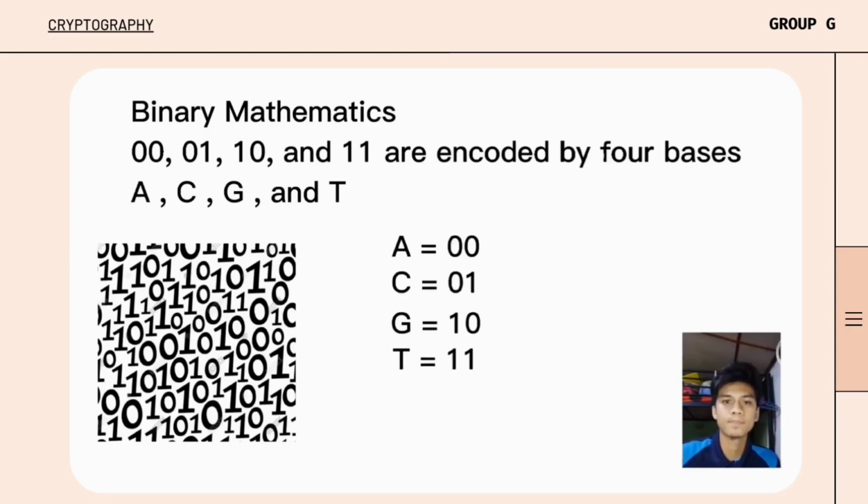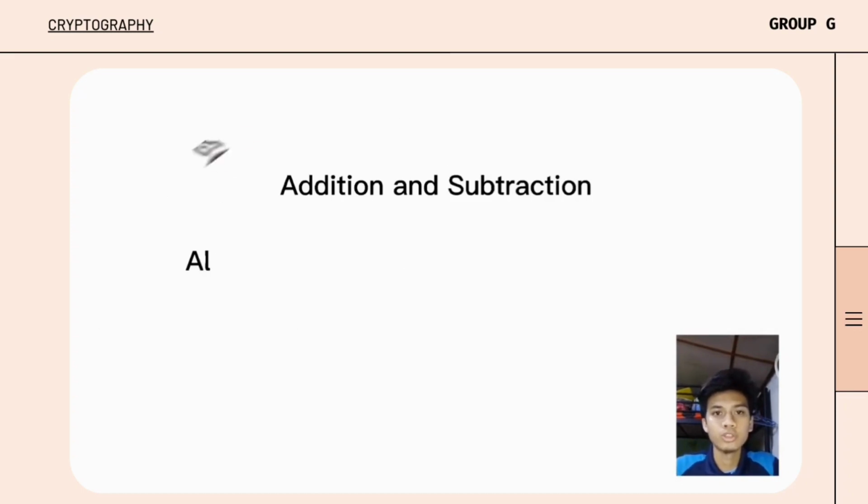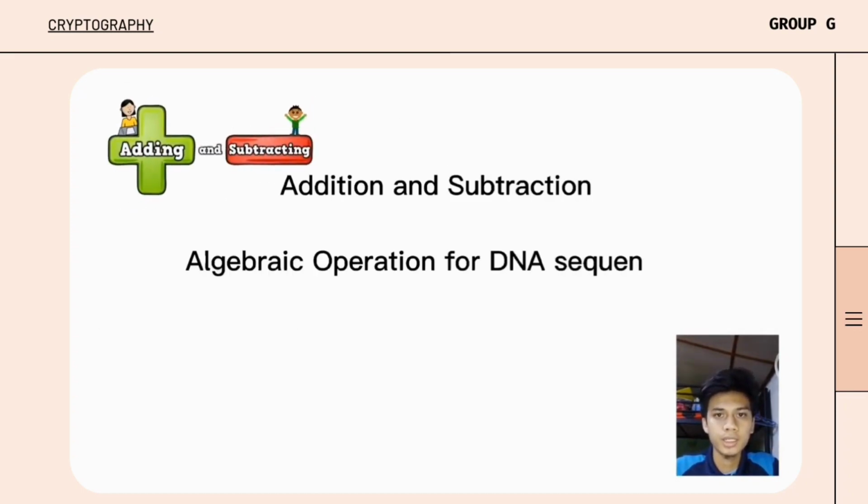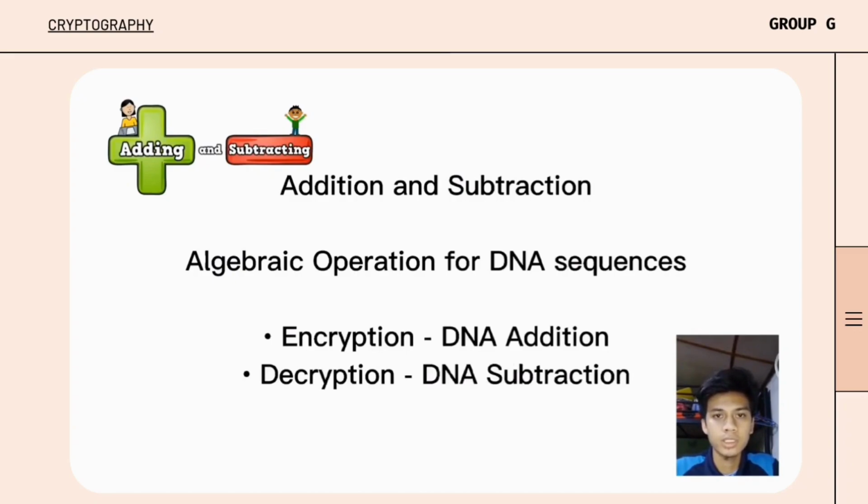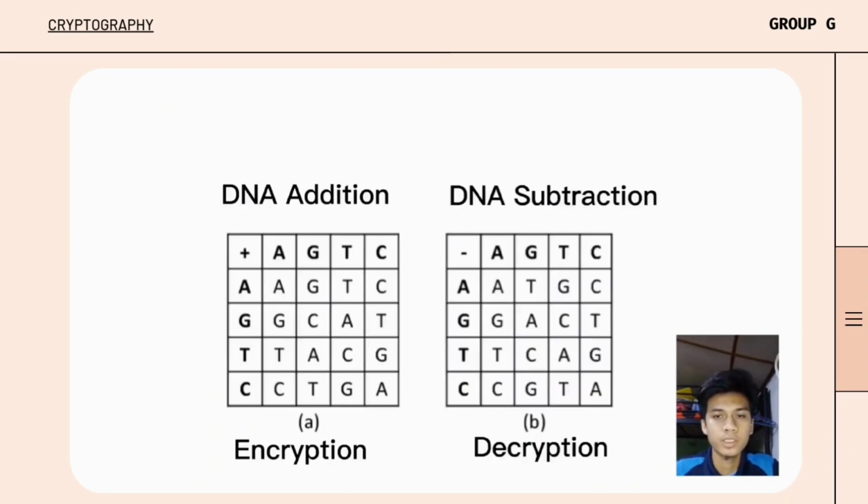Now we're moving on to the DNA encryption and decryption process. After we encode the data to its equivalent nucleic acids and binary information, we will perform the encryption process. We need to apply DNA addition using the first table for encryption, and when we want to perform the decryption process, we will apply DNA subtraction using the second table.